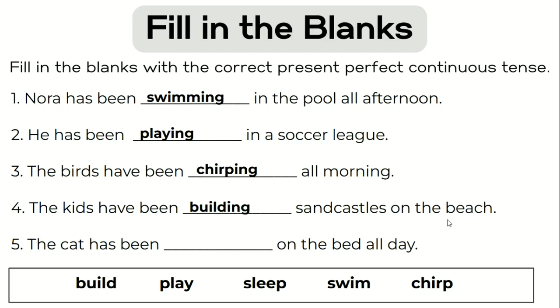Number four, what did we put? Building. All right, let's read it together. Number four, the kids have been building sandcastles on the beach. All right, and so the last one, you should have sleeping. And again, let's read it together. Number five, the cat has been sleeping on the bed all day.